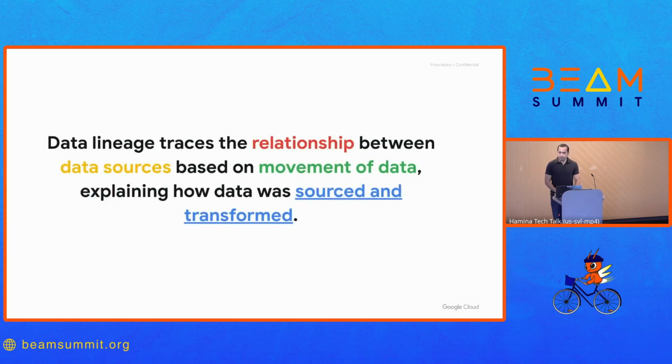So data lineage is the ability to trace the origin, transformation, and movement of data as it is being processed in a system. Data lineage can help give us insight into questions such as: where did the data come from? How was it derived? How was it modified? How is it being stored? And what are the downstream dependencies which are actually consuming that data?